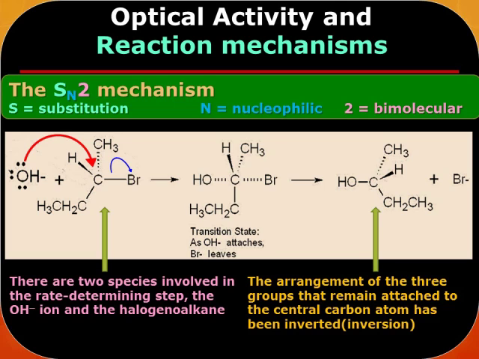See, the arrangement of the three groups that remain attached to the central carbon atom has been inverted. That is what we call inversion. Understood? It's the best way of explaining optical activity, how it happens in a reaction mechanism. Understood?